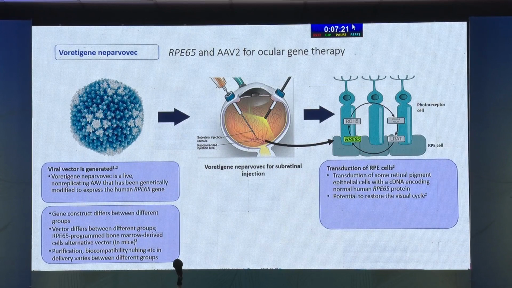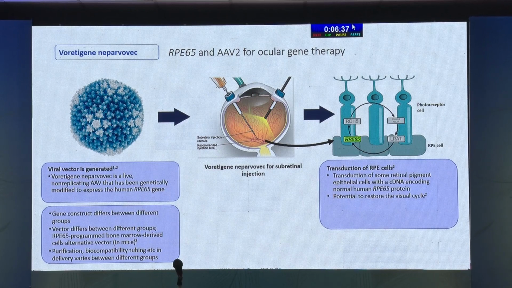Now, as we all know, we now have voretigene, Luxturna, as a licensed treatment for this condition. Voretigene is a treatment which is a live, non-replicating AAV that has been genetically modified to express the human RPE65 gene. There are many other competitors in the space beyond voretigene, which has been approved by the FDA. All the other groups have had slight differences in the construct, the vector, the purification, etc. So we need to think about the competitors as biosimilars rather than actually identical to voretigene.